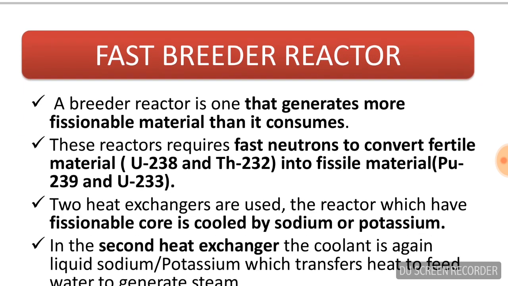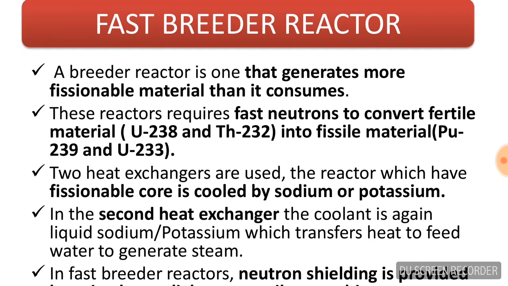Now the last reactor is the fast breeder reactor. A breeder reactor is one that generates more fissionable material than it consumes. This is the definition, a very crucial and important one. These reactors convert the fertile material into fissile material, and they require fast neutrons. Two heat exchangers are used.